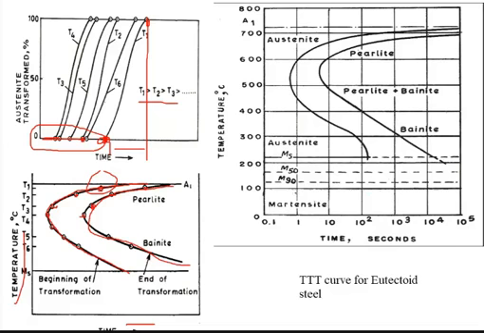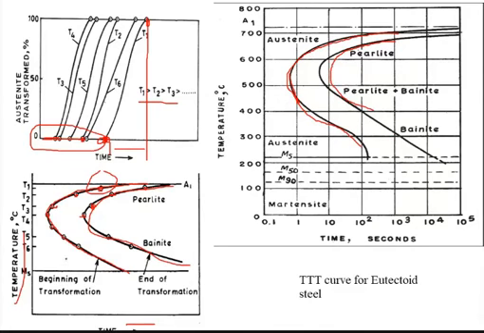This curve is also called the C curve because it looks like a C. And this is the nose of the C curve. This line indicates the start of transformation and this is the end of transformation line. So, start of transformation and end of transformation.